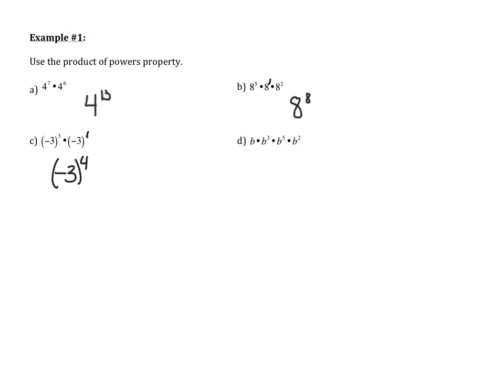And then finally for part D, I have b times b to the 3rd times b to the 5th times b squared. So again, remember that this is technically just b to the 1st. So my base is going to be b, and I'm just going to add up all the powers. So 1 plus 3 is 4, plus 5 is 9, plus 2 is 11. So I'd have b to the 11th.